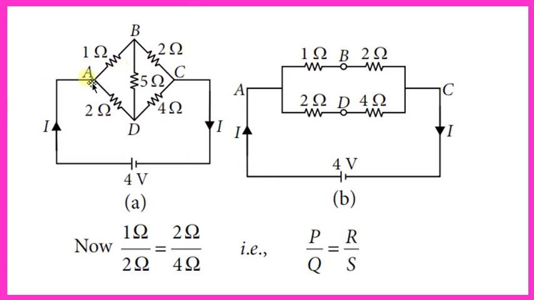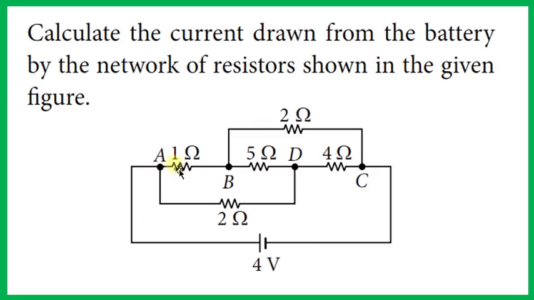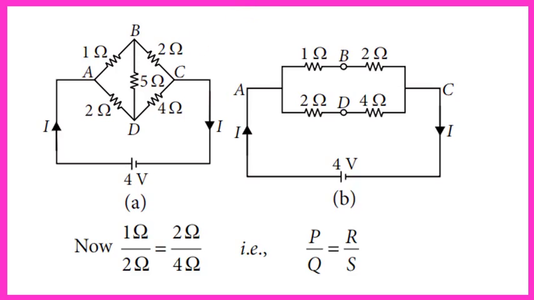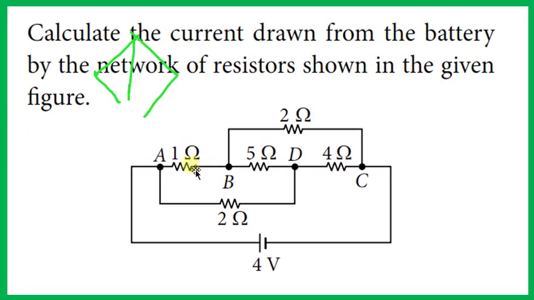Now this given figure in the problem can be simplified and drawn like this, as a Wheatstone bridge. So this is the 1 ohm, this is 2 ohm, the middle one is 5 ohm, 2 ohm, 5 ohm. Let me show you one thing. This one is 1 ohm, this is 1 ohm, this is 2 ohm, this is 2 ohm, this is 2 ohm, this is 4 ohm, this is 4 ohm.